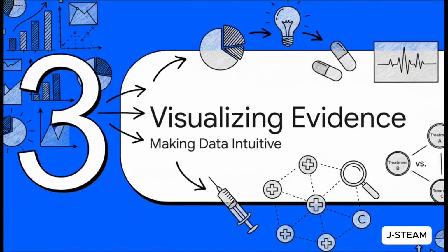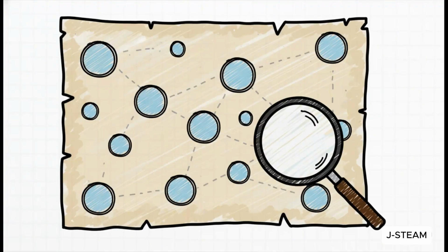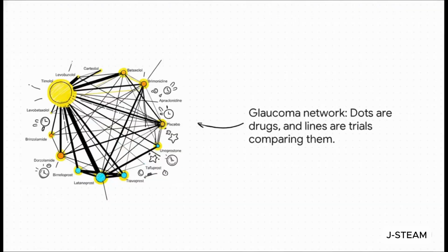Okay, now for one of the coolest parts about NMA, how it makes all this complicated data easy to understand. It's all about turning massive spreadsheets of numbers into a clear visual story that you can see at a glance. Before we can find the best route, we have to see the whole map, right? And boom, here it is. This is the network graph for our glaucoma question.